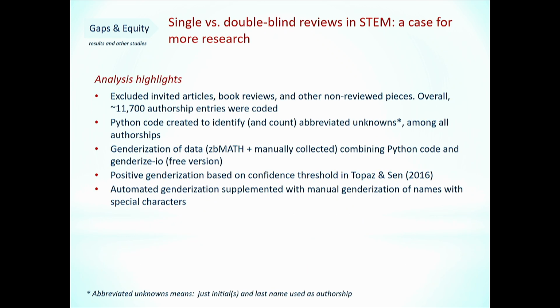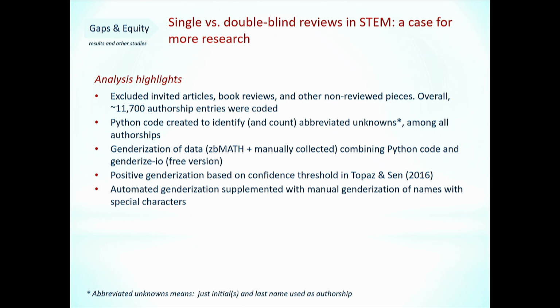Okay, so some of the analysis highlights. We excluded, so this journal doesn't just contain contributed articles. It has some invited articles, it has book reviews, and it has other types of articles. The communication with the editor helped a lot because it's hard to find this information online. We excluded from the analysis invited articles, book reviews, and other non-reviewed pieces that come to the journal. So we only included those that were evaluated.